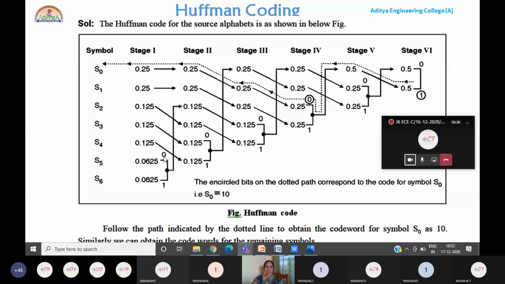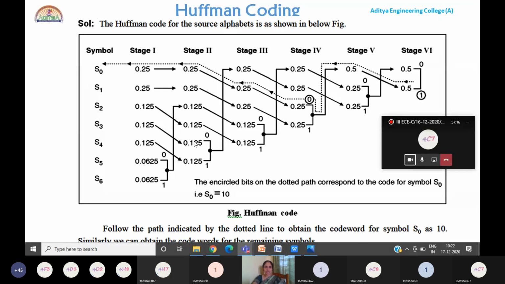Okay. So here, first in stage 1, 0.0625 and 0.0625 are added. 0 is assigned to S5 and 1 is assigned to S6. The added term is moved to the position of S2, because we already have 0.125, so 3 probabilities of 0.125, and these are kept down below the combined value. Please mention the direction with the arrow.